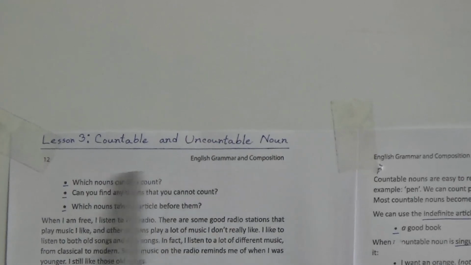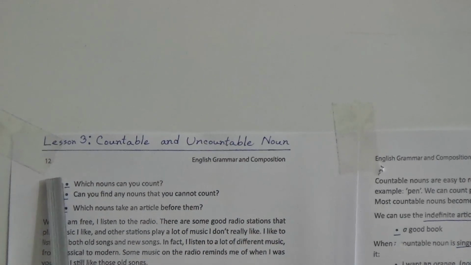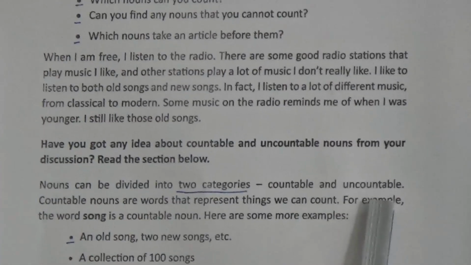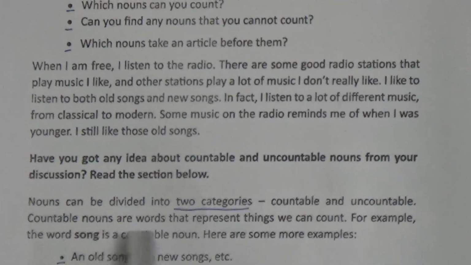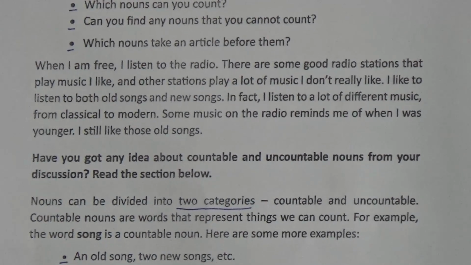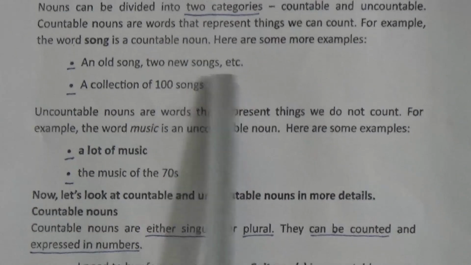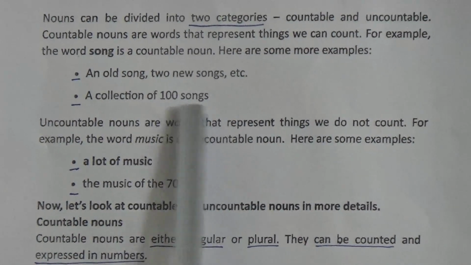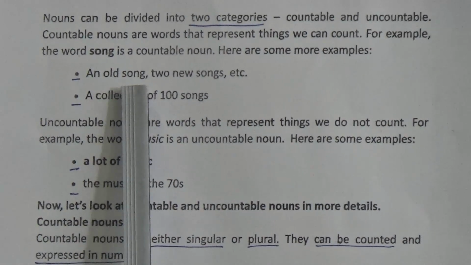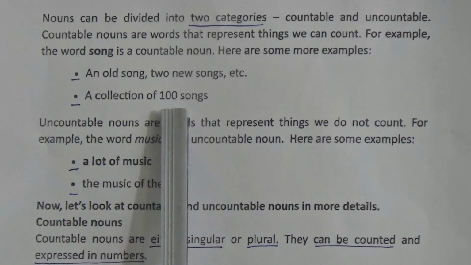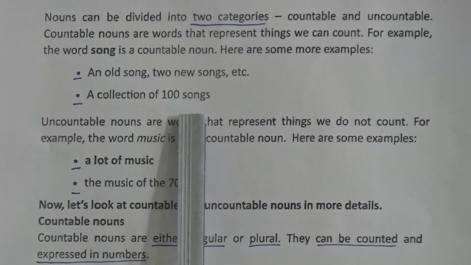This is lesson 3, Countable and Uncountable Noun, page 12 of your book. Nouns can be divided into two categories, countable and uncountable. Countable nouns are words that represent things we can count. See the example: an old song, 2 new songs, a collection of 100 songs. So the word song is a countable noun. We can count it and use numerical words with it.